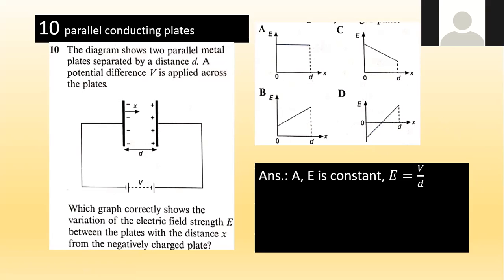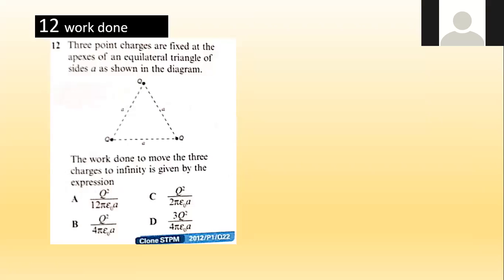And then number 11 is the subtopic 1.4, right? Haven't done yet. Potential. Okay, ask number 12, sir. Number 12: three point charges are fixed at the apexes, that means the tips, of an equilateral triangle of side a.